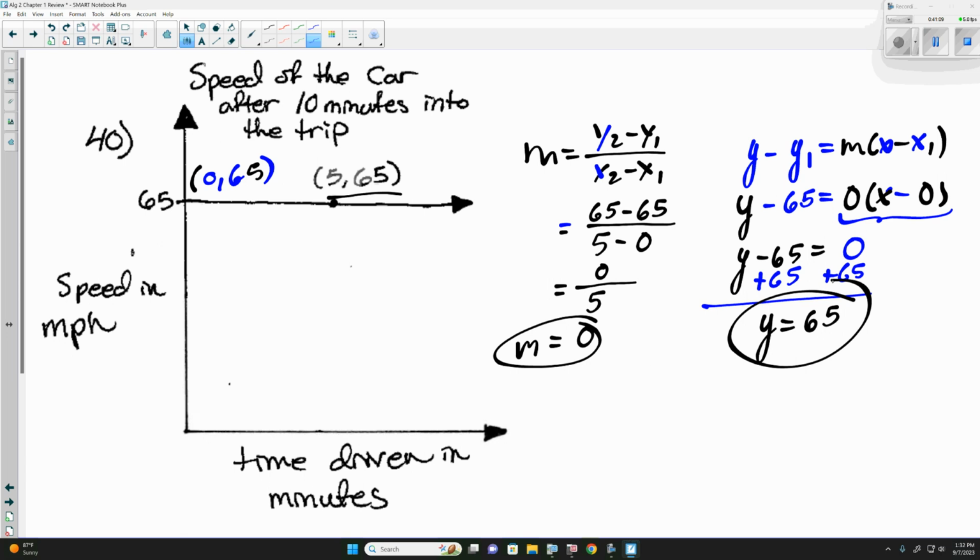So your test is tomorrow. All of your homework is due at the end of the day tomorrow. These all get turned in then.